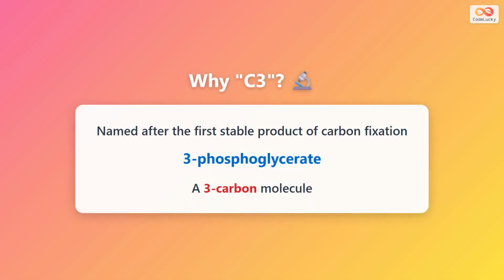The name C3 comes from the first stable product formed during carbon fixation. When carbon dioxide is captured by the plant, it is immediately incorporated into a molecule called 3-phosphoglycerate. This molecule contains 3 carbon atoms, which is why we call this the C3 pathway. The number in the name directly refers to the number of carbon atoms in this first stable compound. This naming convention helps scientists distinguish between different photosynthetic pathways.